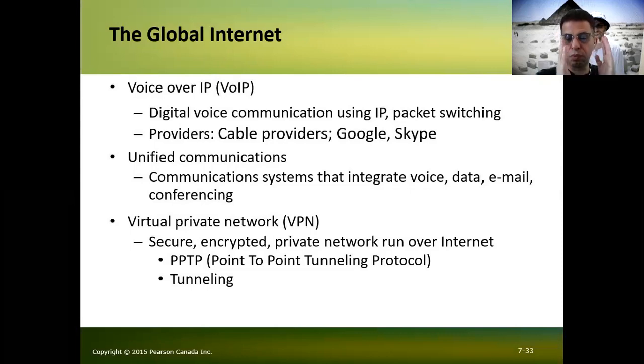So for global internet services, you have what you call voice over IP, which is when you talk through WhatsApp or through Skype. It is a kind of voice over IP, which is digital voice communication using IP and packet switching. And we said it switches from analog to digital, and on the other side there is a built-in application, a modem, that switches the digital back to analog. Providers, cable providers, Google, Skype, they all use VoIP for you. And unified communication systems integrate voice, data, email, and conferencing.